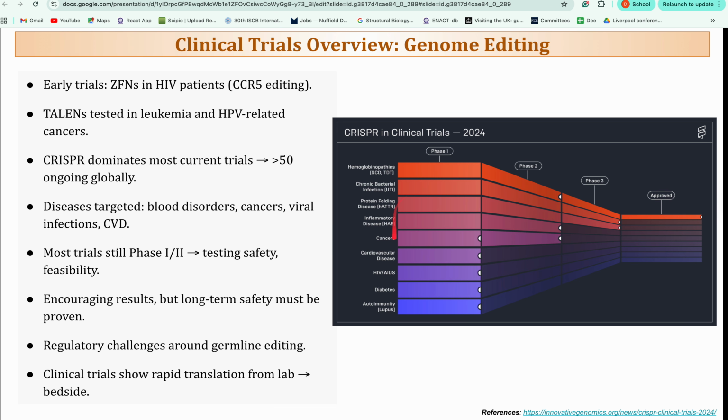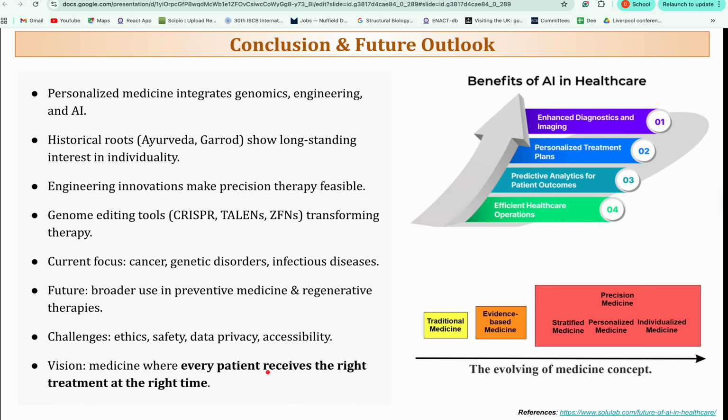As you can see, majorly are in phase 1, then some have entered into phase 2, some have entered into phase 3, and very few are in phase 4, which is the approval phase. So encouraging results, but long-term safety must be proven. And there are regulatory challenges around germline editing, because in the case of germ cells, the editing still has regulatory challenges due to ethical concerns, and many other reasons exist. So clinical trials show the rapid translation from lab to bedside.